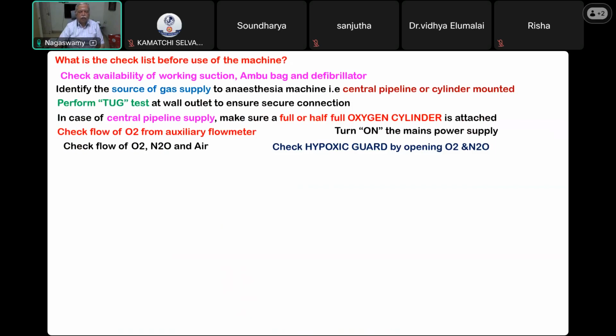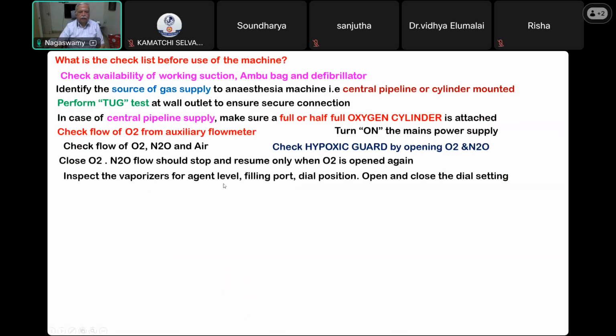One is, do not open oxygen, try to open nitrous oxide, no nitrous oxide should flow. Second method is open oxygen, open nitrous oxide also, both should flow. Now close oxygen, nitrous oxide should fall back to 0. These are the two methods of checking for hypoxic guard. So close oxygen, nitrous oxide flow should stop and resume only when oxygen is open again.